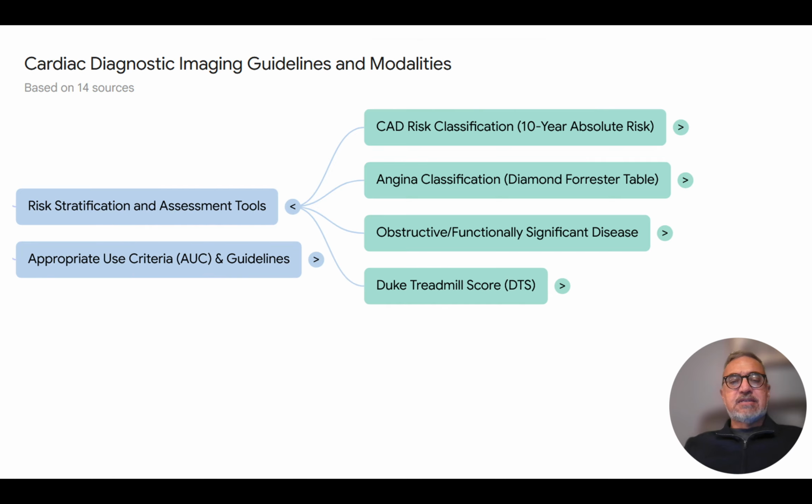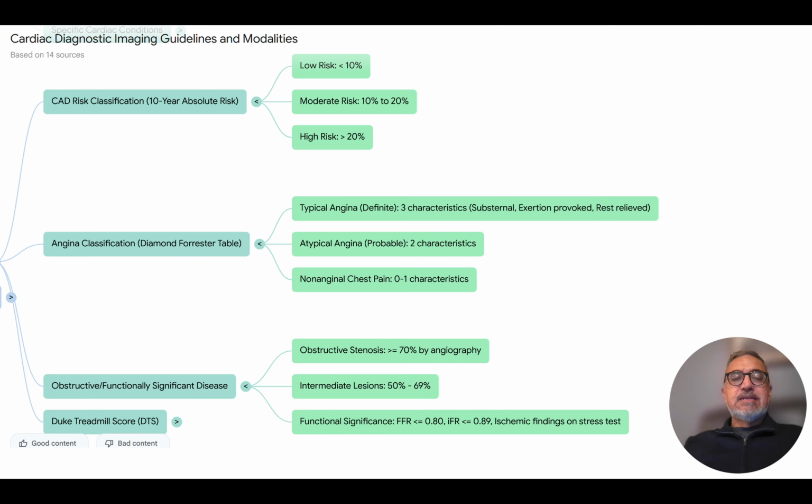The risk stratification assessment tools include the 10-year absolute risk calculator, Diamond Forrester table for angina classification, functionality of obstructive coronary disease, and the Duke treadmill score. All of these are different kinds of risk stratification. Some of them involve history, some involve assessing patient past history, some involve angiography, and some involve stress testing. The 10-year absolute risk calculator assigns low risk to patients with less than 10% probability, moderate for those with 10 to 20, and high risk more than 20%.